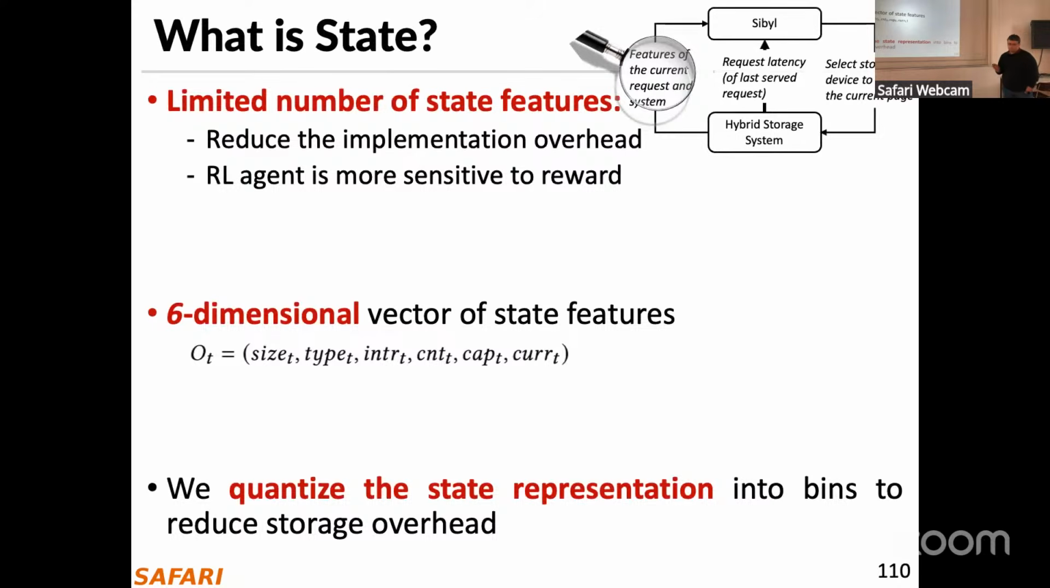Let us look at the state in a bit more detail. We consider a very limited number of state features. We do a lot of experimental analysis to find which features are more important, and we want to reduce the implementation overhead. If you have more features, you have to store them, and that adds to the overhead. We also observe that the RL agent is more sensitive to reward. So we have a 6-dimensional vector of state features, which includes size, type, access interval, access frequency, the capacity, and so on. We quantize the state representation into bins to reduce the storage overhead.